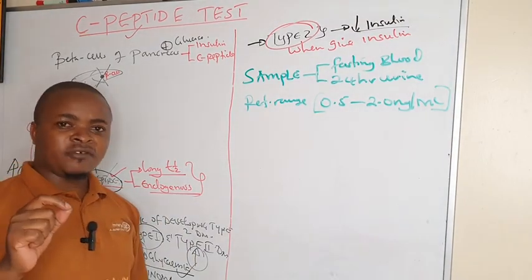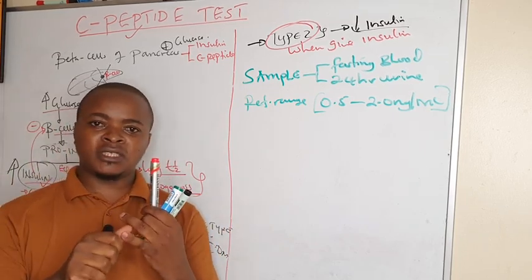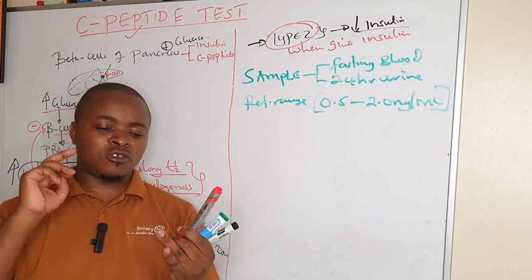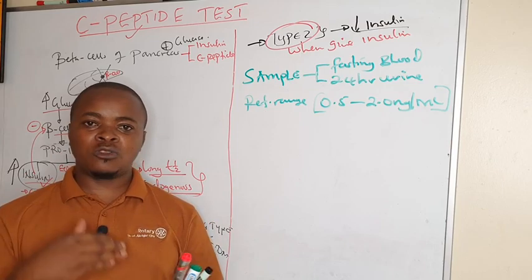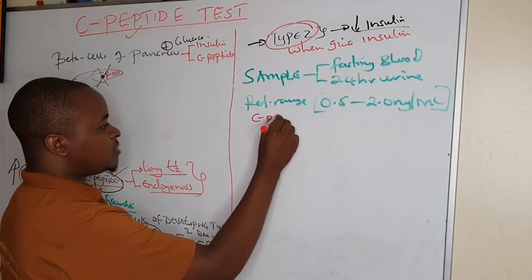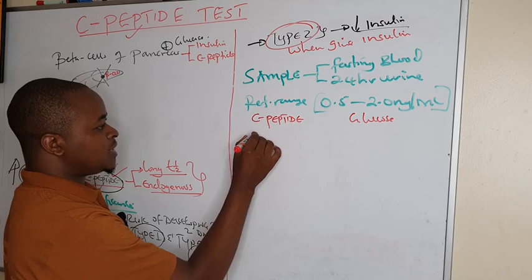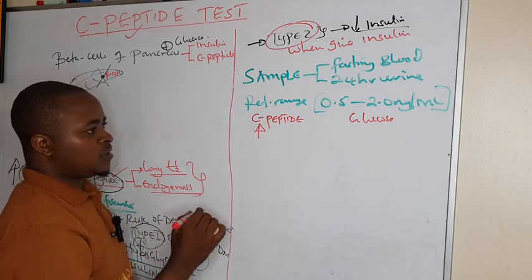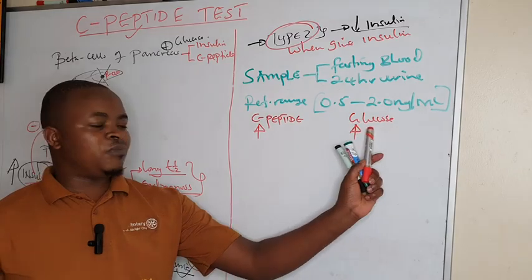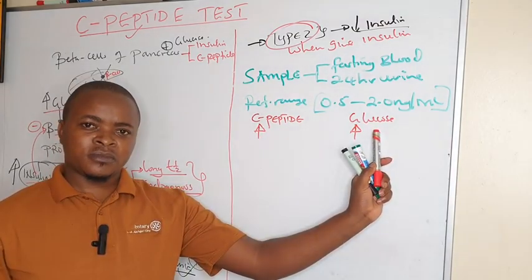This test is not advisable to do as a standalone test. It is advisable to do it together with the glucose levels. So if I determine C-peptide levels, I should go ahead and also do glucose levels so that I can compare. And we can say that if we find C-peptide levels are high and the glucose levels are also high, it means by feedback, the cause of high levels of C-peptide is due to high levels of glucose.